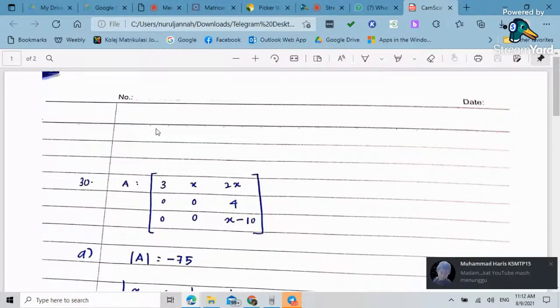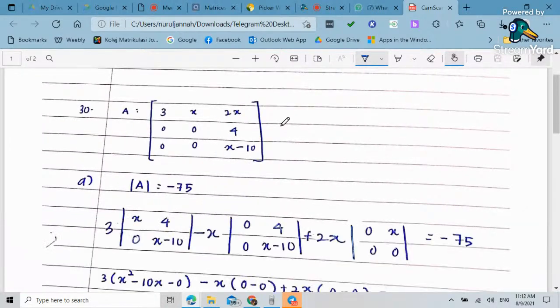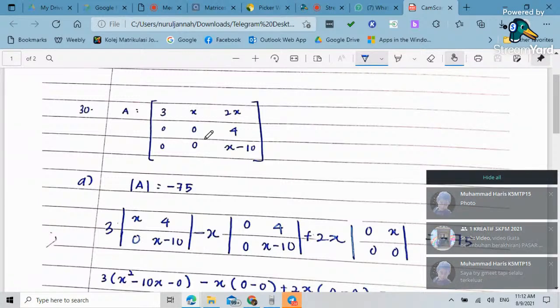Sorry, my laptop is a bit slow. Okay, so everyone can see the question, the solution? Can see or not? Yes. Okay, good. You can refer to the question in your tutorial.